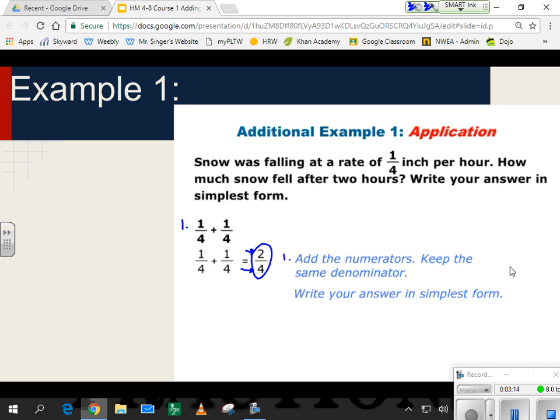Now, it does say write our answer in simplest form, so now we have to find the greatest common factor of 2 and 4 to find out what we can divide by. Also, you probably recognize that 2 and 4 are both even, so you can divide both of those by 2. 2 divided by 2 is 1. 4 divided by 2 is 2. So in simplest form, your answer would be 1/2. And since it's asking for inches, let's make sure before I box it off, it's 1/2 inch for our correct answer. So have this problem written down before moving on.